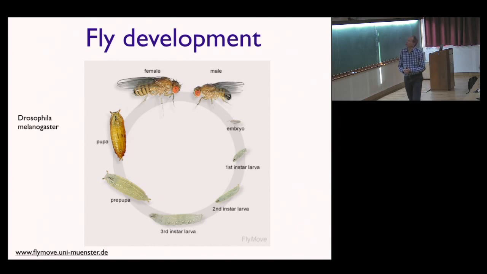Now, fly development starts with an embryo from which a larva hatches that goes through several stages, instars, where it eats a lot and grows. Then after the third instar stage, it pupariates, and inside the pupa, all the tissues that have been laid aside in the larva, that have been patterned and have been growing in the larva, are assembled together to produce an adult fly, which then emerges from this pupa.